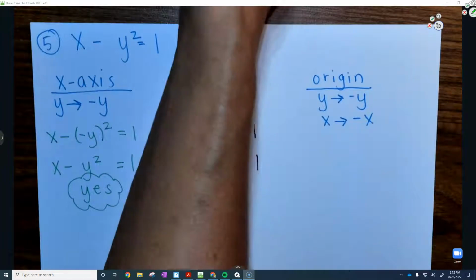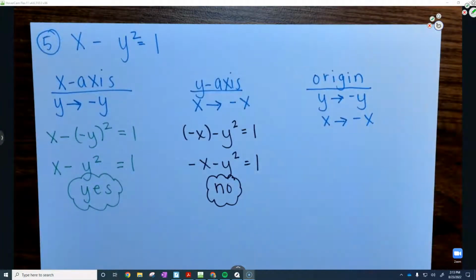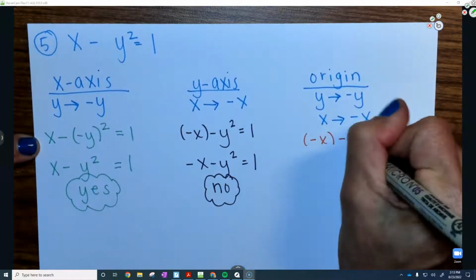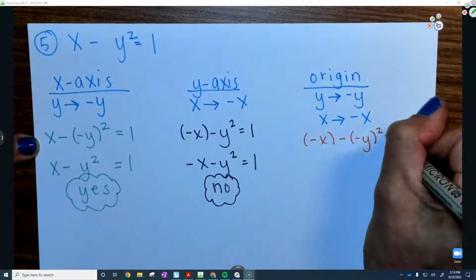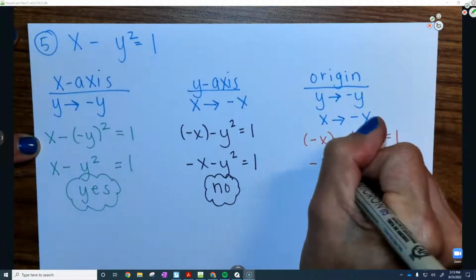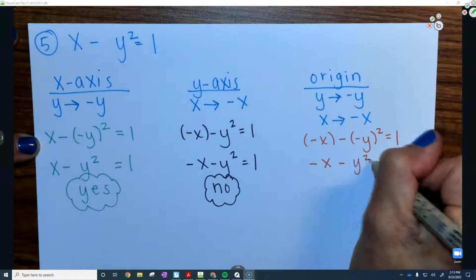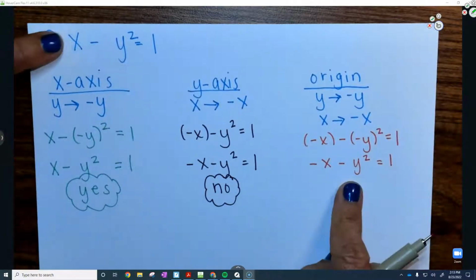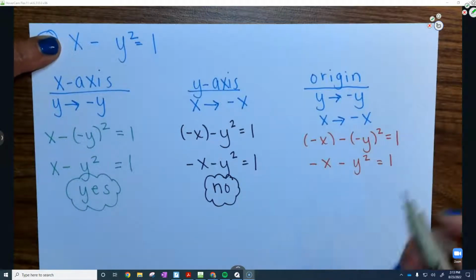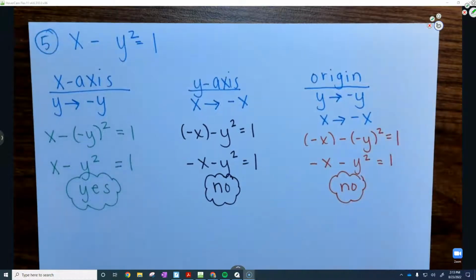Let's see if it's symmetrical about the origin. So remember, for the origin, it's a 1-2 punch. You have to drop in negative x, and you have to drop in negative y. So this is going to be negative x minus, remember that term's positive. Is that what we ended up with? Are those signs exactly the same? No. So it is not symmetrical about the origin.